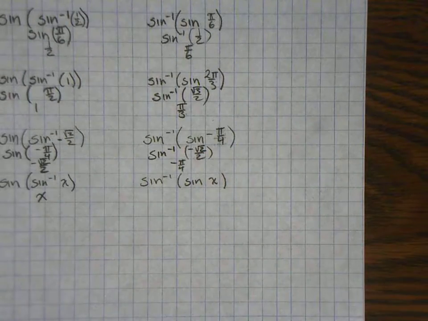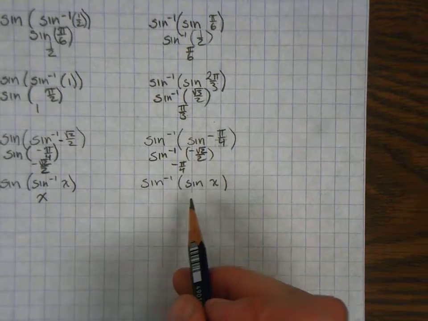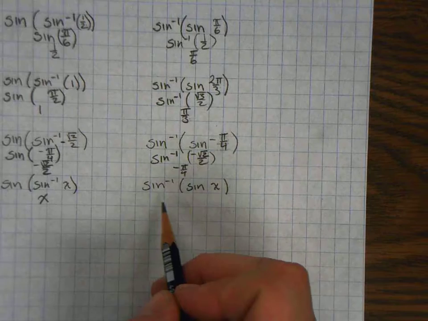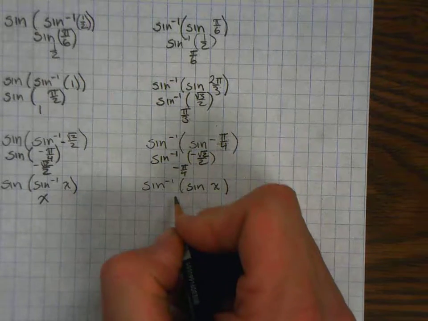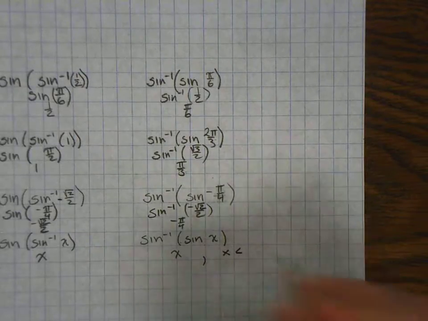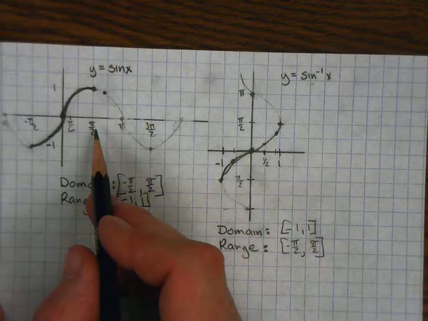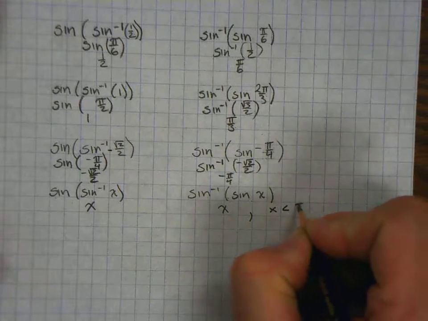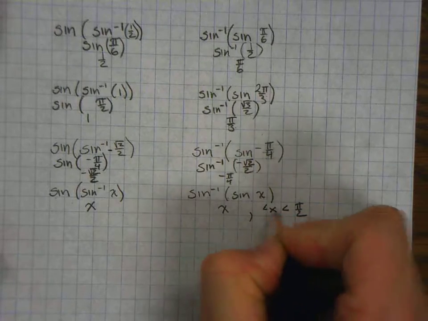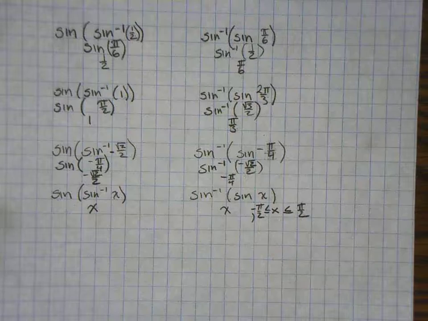Okay. And so I'll skip to it. You can ask for more examples later if this isn't enough. But inverse sine of sine of x is x, but only if x is less than pi halves and greater than negative pi halves. Let me know if you need any more on inverse sine of x.